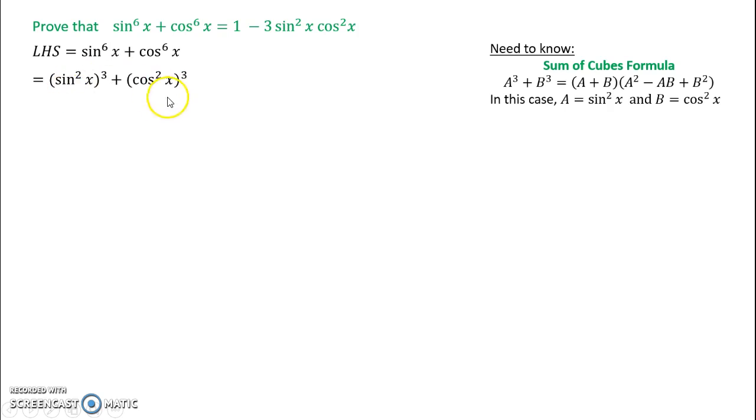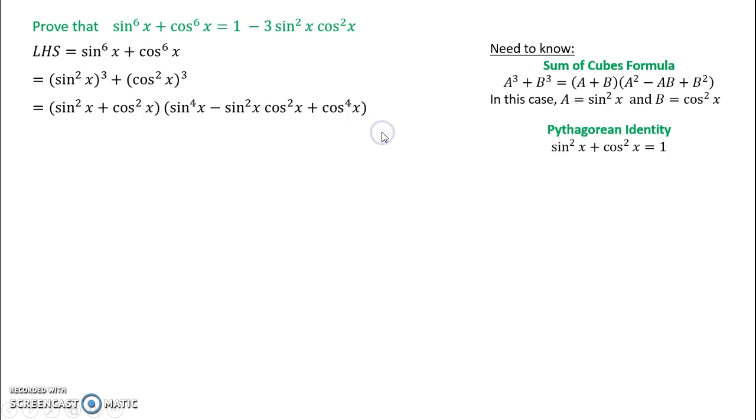Now we're going to factor this using the sum of cubes formula. We're going to get sine squared x plus cos squared x in this bracket, and in the second bracket we're going to get sine to the power of 4x minus sine squared x times cos squared x plus cos to the power of 4x.